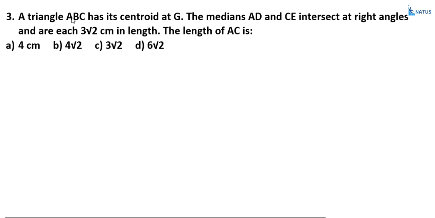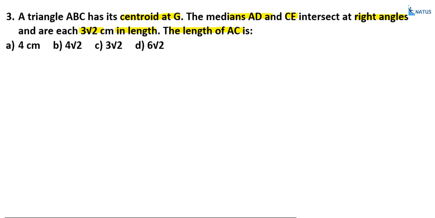A triangle ABC has a centroid G. The medians AD and CE intersect at right angles and are each 3 root 2 centimeters in length. The length of AC is? What is the meaning of centroid? It is the intersection point of the medians of a triangle.